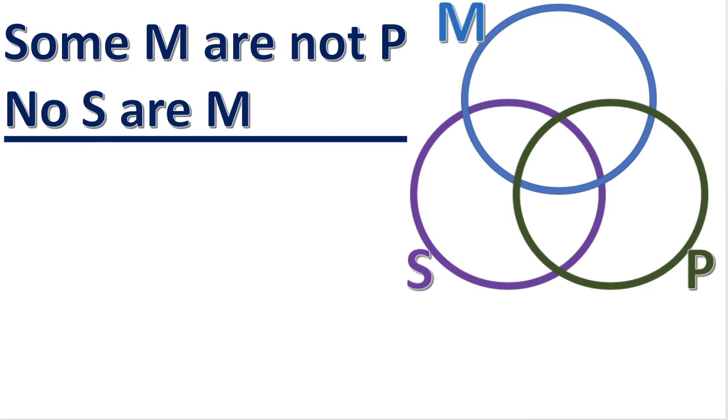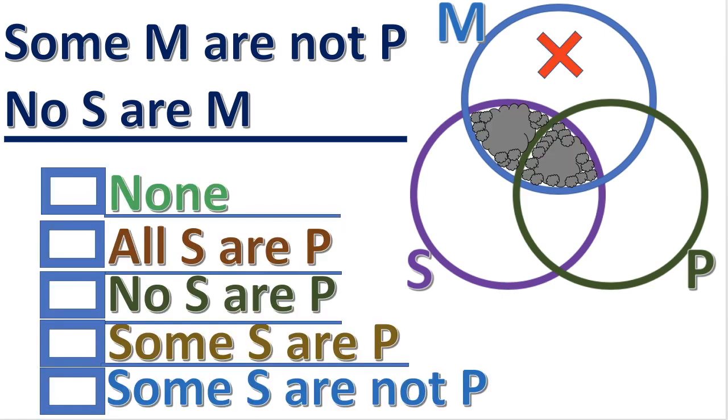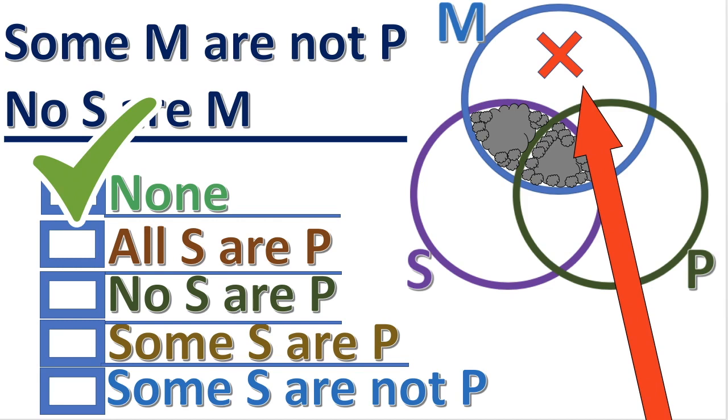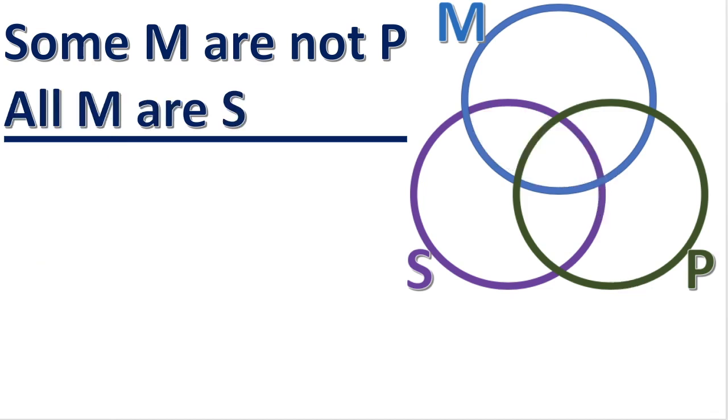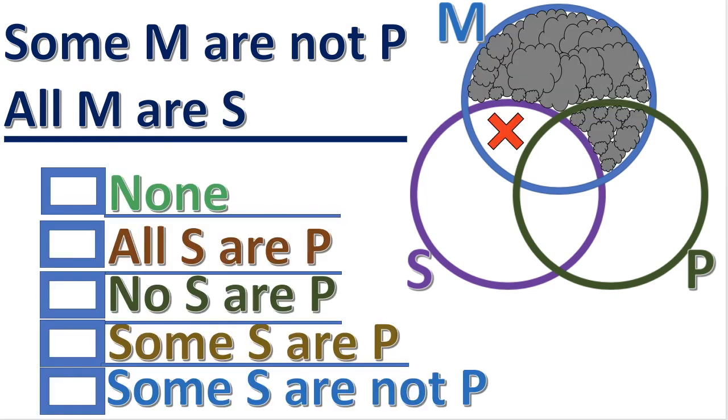Next practice problem. What conclusion does this diagram support? Press pause if you need more time. The answer will appear in 3, 2, 1. Ding! No conclusion follows, since the X is completely outside of the S and P circles. Final practice problem. What conclusion does this diagram support? Press pause if you need more time. The answer will appear in 3, 2, 1. Ding! The conclusion that follows is some S are not P.